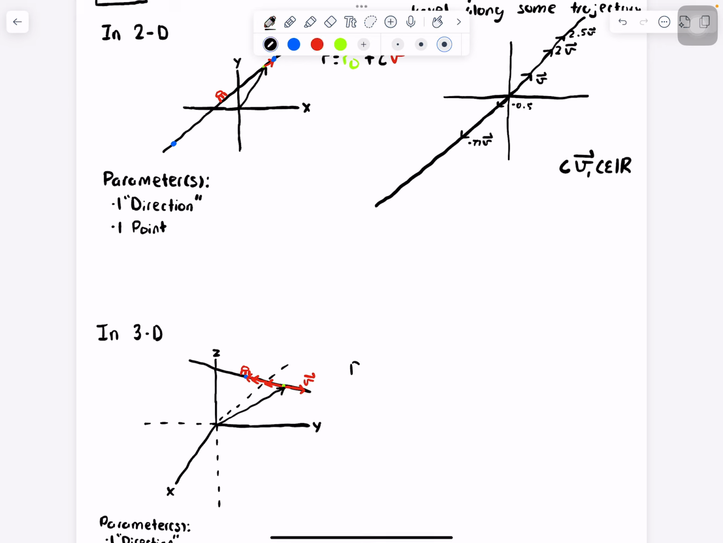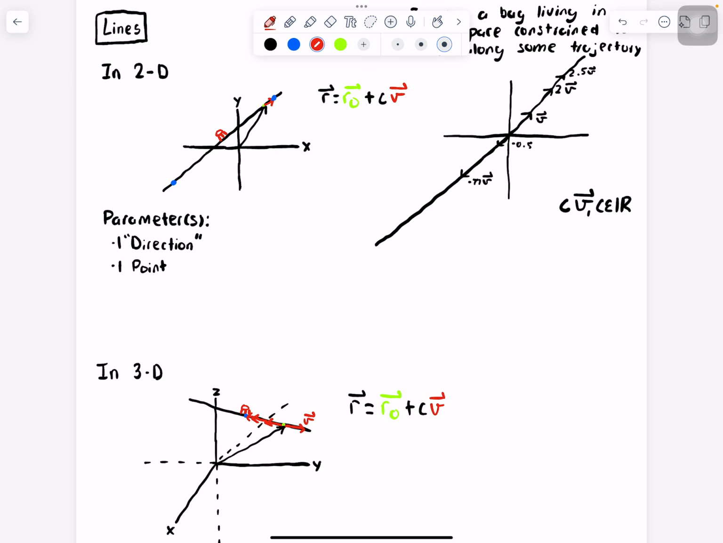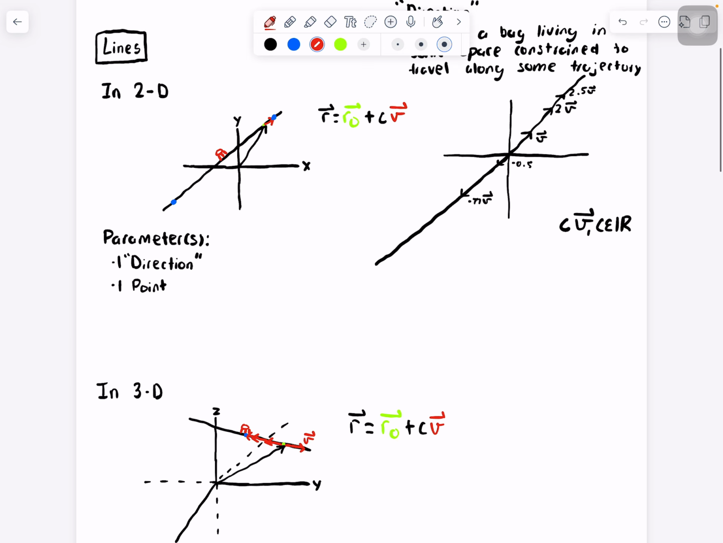So it's the same idea, right? To define this line, R, I need to actually get to a known point on the line, R naught, plus C, some scalar multiplication, V. And this now helps me, again, define any point on this three-dimensional line.